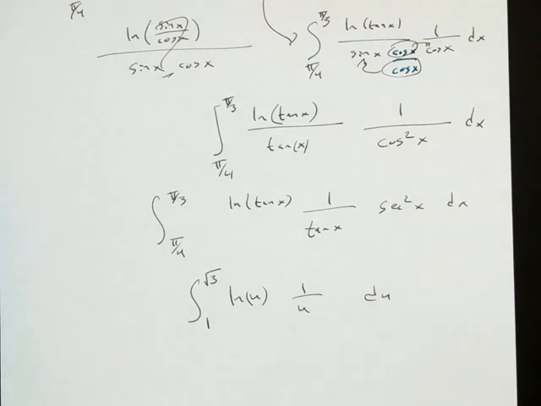Nora, I have ln of u over u. How does that help me? Back of my brain. Rattle, rattle, rattle, rattle. Hear those nesting dolls. What's the derivative of ln of x? Say again? 1 over x dx, right?